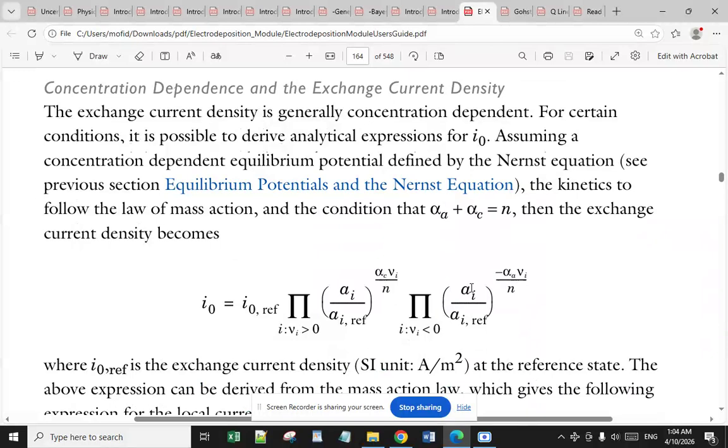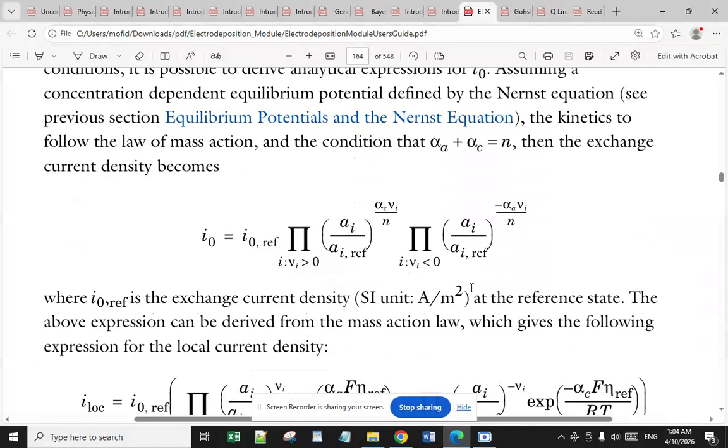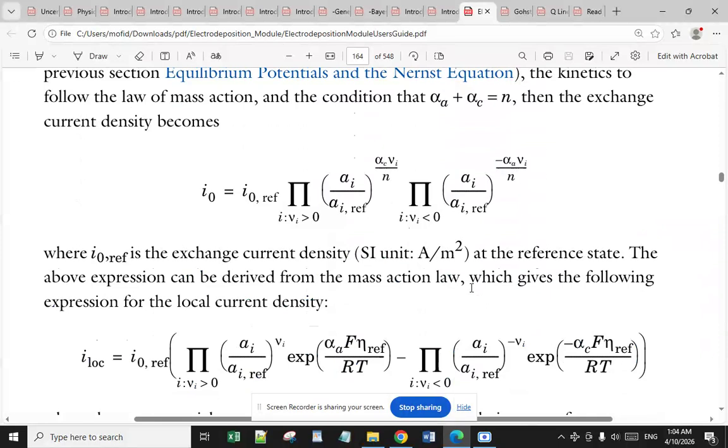the expression with the lower boundary I, where the velocity I is bigger than 0, I divided by I reference to the power of alpha C, and where the velocity I is less than 0, I divided by I reference to the power of minus alpha R, divided by n, where I0 reference is the exchange current density, whose SI unit is ampere per square meter, at the reference state.